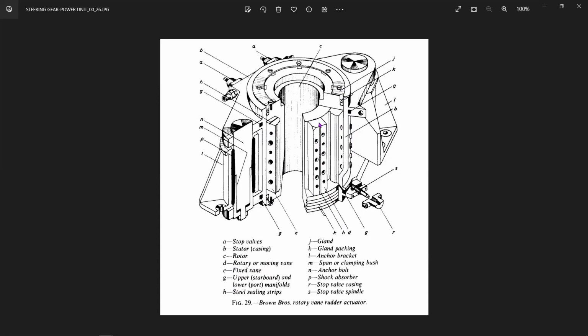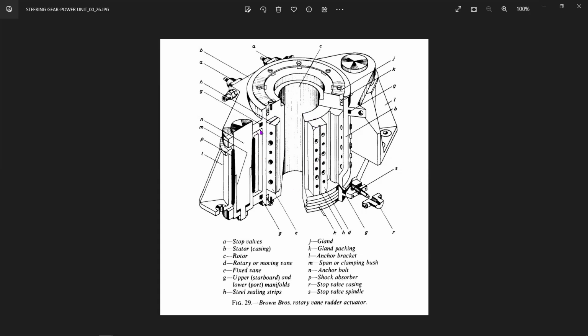The moving vanes have the sealing strip over here in the center, and the fixed vanes have the sealing strip in the center outwards here, in the inwards. Okay. The moving vane has the outward sealing strip. The fixed vane has an inward facing sealing strip against the rotor. Okay. That is the idea.